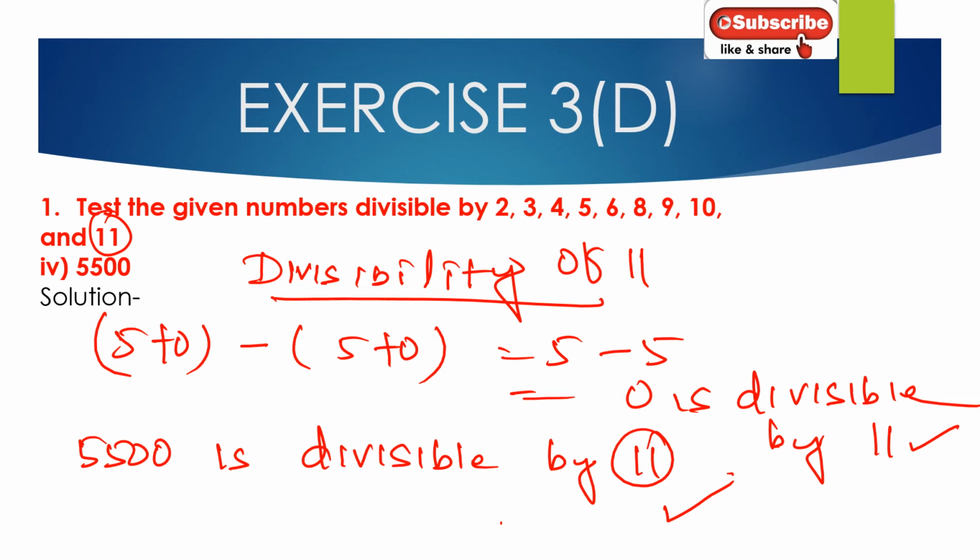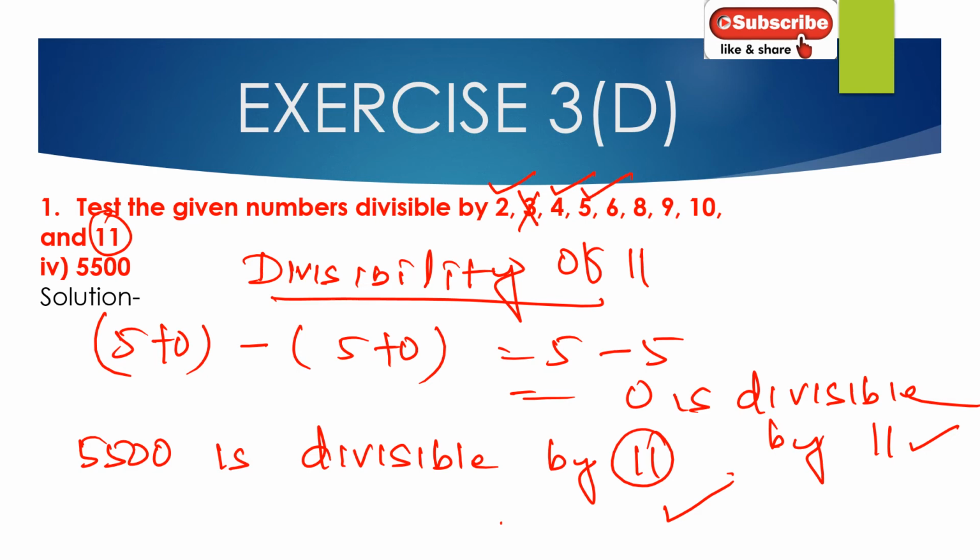So 5500 is divisible by 11. Now it is found that the number 5500 is divisible by 2 because the last digit is 0 which is divisible by 2, and sum of the digits of the number 5500 is 10 which is not divisible by 3. So this number 5500 is not divisible by 3, and last two digits of the number are 00 which is divisible by 4. So this number 5500 is divisible by 4, and 5500 is divisible by 5 because last digit is 0 which is divisible by 5.